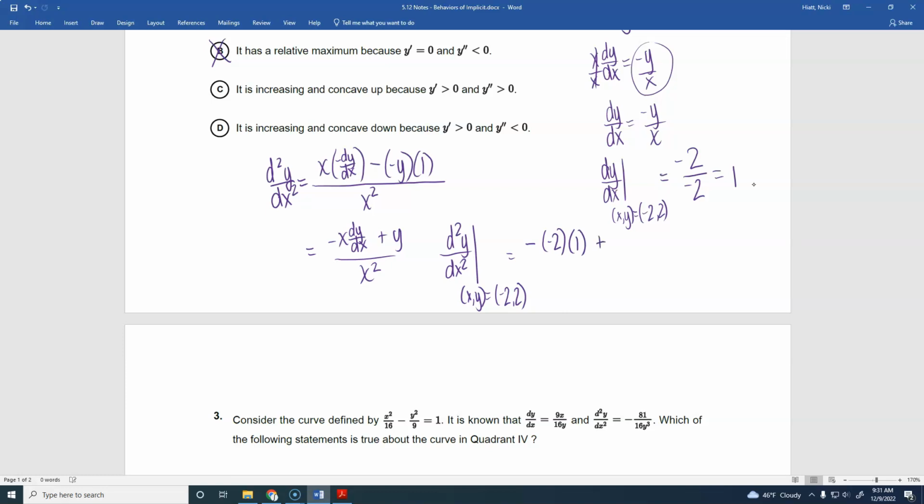Plus our y, which is 2, over negative 2 squared. So that is going to give us 2 plus 2 over 4. So we get 1 for that also. And that is positive, so our second derivative here is positive, and C will be our answer.